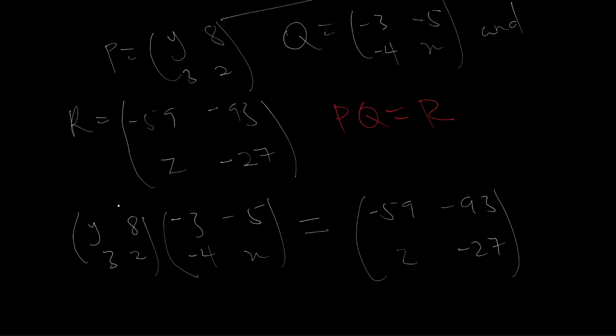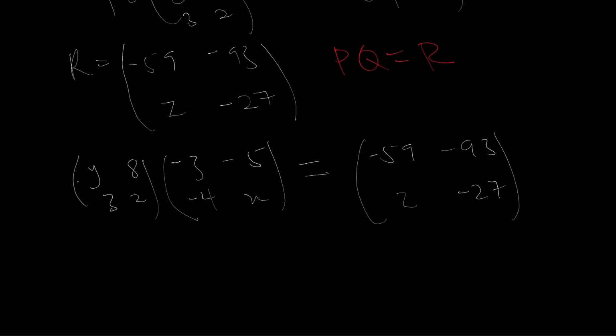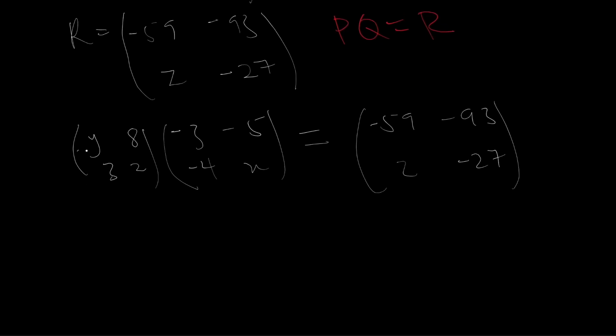So when you are multiplying two matrices, the row of the first matrix multiplies the column of the second matrix. So row multiply column. So we have y times -3, -3y, plus 8 times -4, which is -32. And then we have y times -5, which is -5y, plus 8 times x, which is 8x.